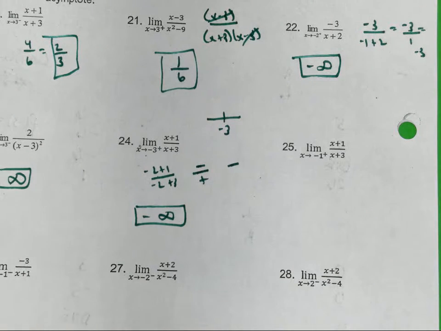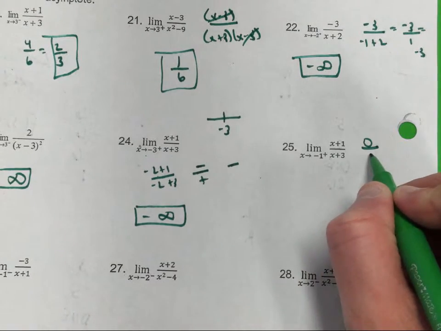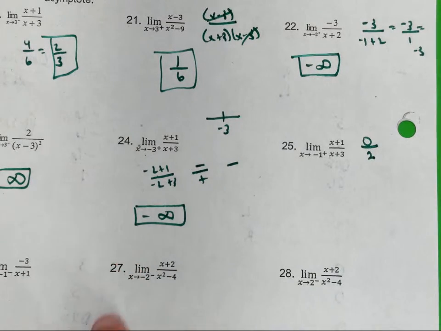Now let's look at 25. I take negative 1, I plug it in. Did I get 0 in the denominator? So am I going to get an answer? Yes. What's negative 1 plus 1? Negative 1 plus 3 is? It's okay to have 0 in the numerator, isn't it? What's 0 divided by 2? That's your answer. We didn't have to look at that left sign or right sign, did we?